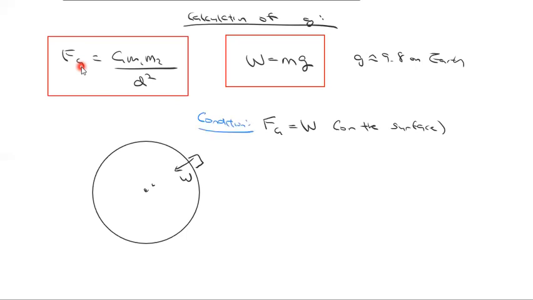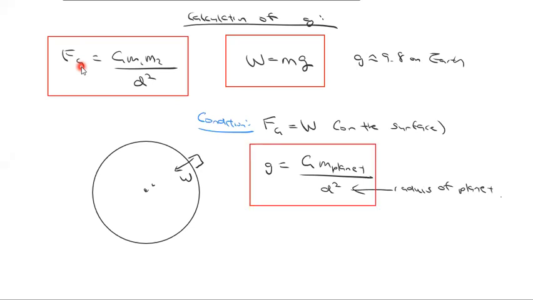If you equate the two and solve for g, hopefully it's quite clear that g must equal G times the mass of the planet over d squared, where d in this case would end up being the radius of the planet, because that's how far you are from the center. Okay, so that's one thing there.